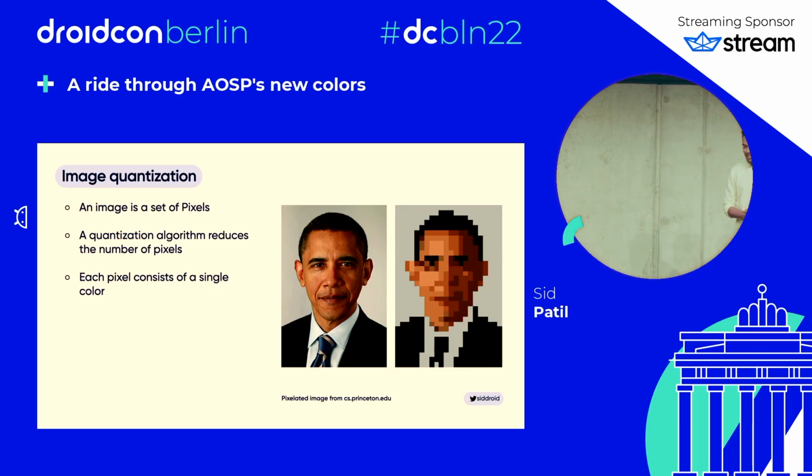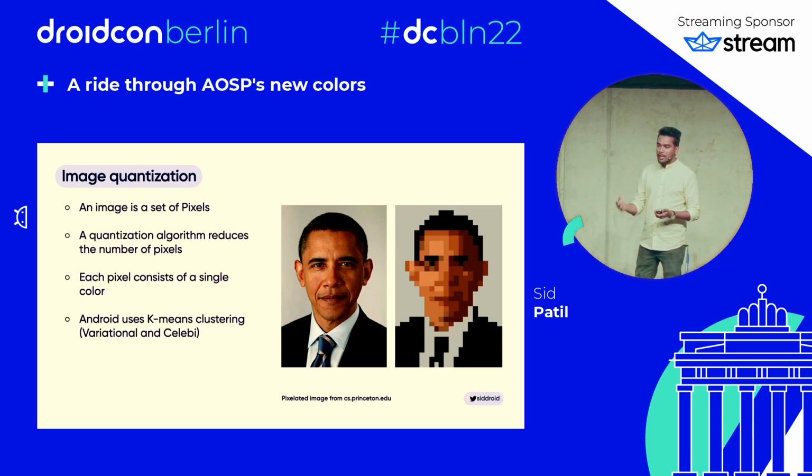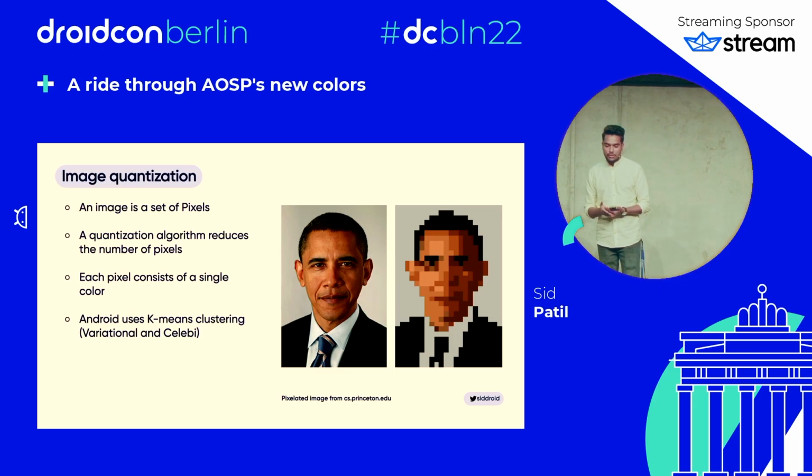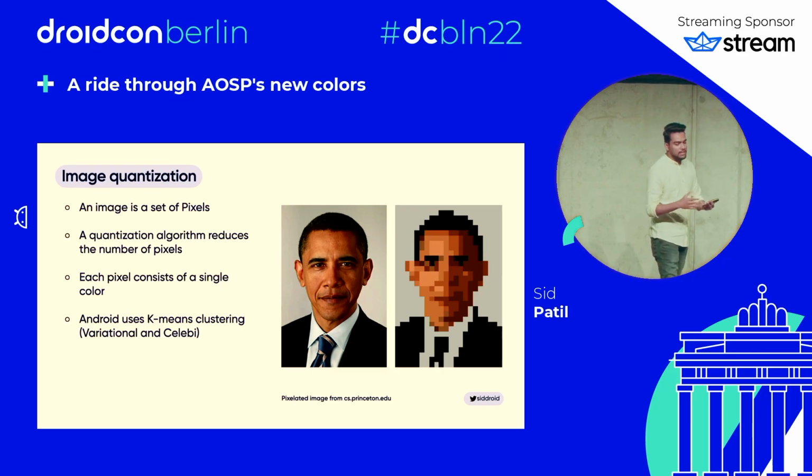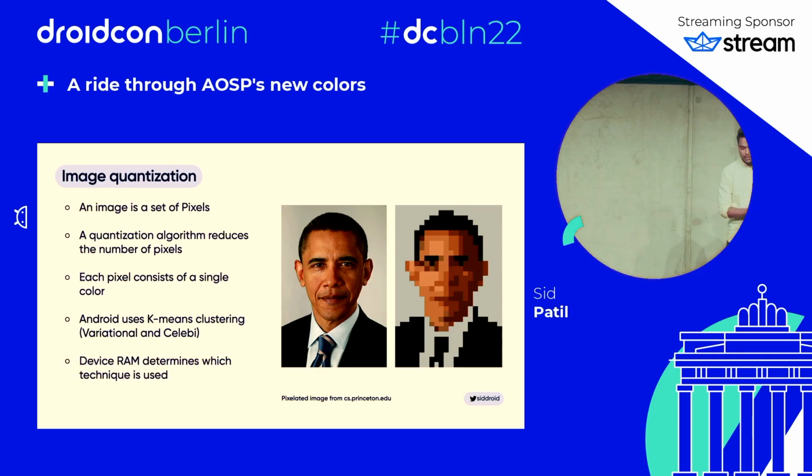But yeah, each pixel consists of a given color. And Android uses k-means for clustering. Once we have reduced through quantization, we want to also now group some of these colors together. So we will use various grouping algorithms. Here we are using k-means, which is a method to group certain portions of an information set. So we see variational and Celebi quantizers. These are techniques to map the various colors and group them together. So these are some of the algorithms.